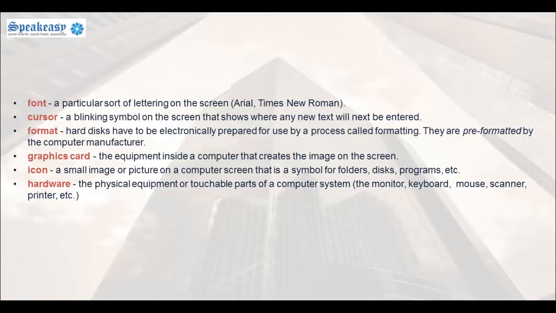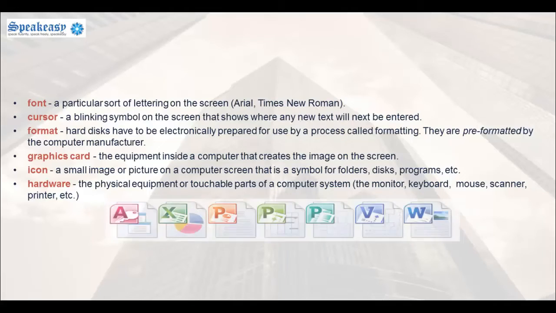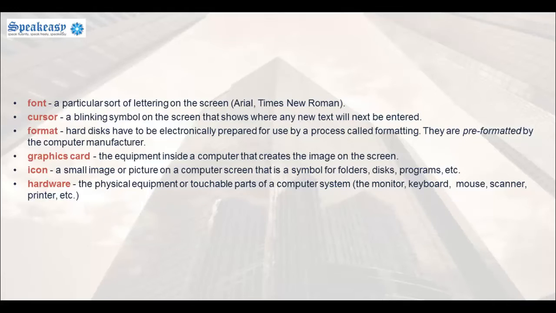Graphics card. The equipment inside a computer that creates the image on the screen. Icon. A small image or picture on a computer screen that is a symbol of folders, disks, programs, and so on. Hardware. The physical equipment or touchable parts of a computer system. The monitor, the keyboard, the mouse, the scanner, printer, and so on.